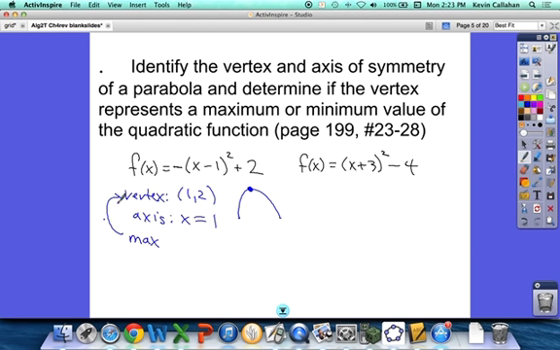Okay, so this one, the vertex is, right, (−3, −4). What is the axis of symmetry? x equals negative 3. Okay, is that a maximum or a minimum? Since it's positive, the shape of the graph is like that, right? So it's a minimum. Min.